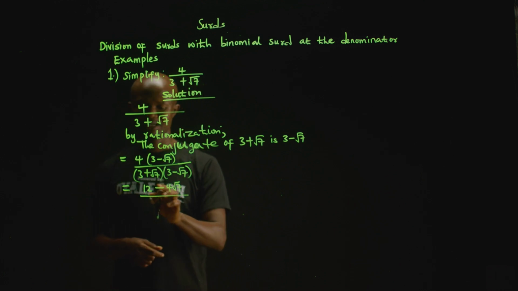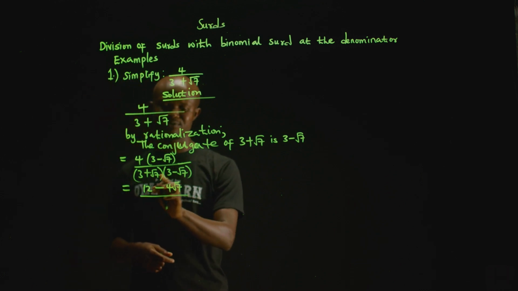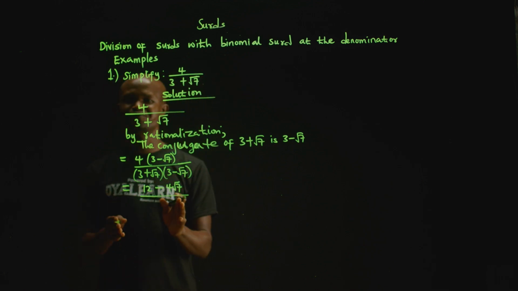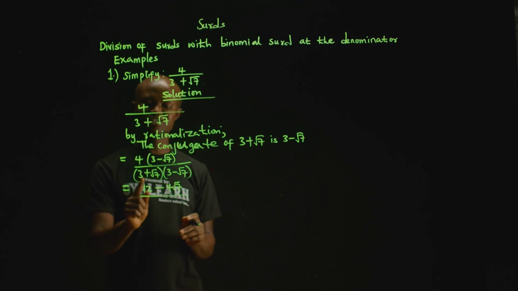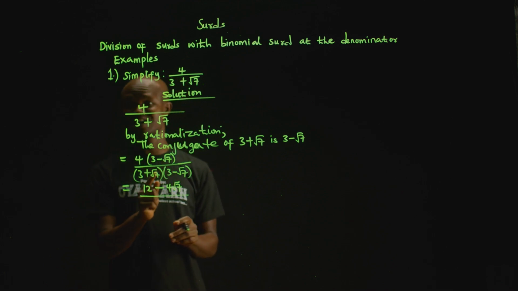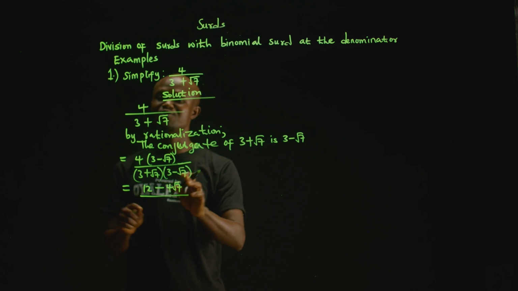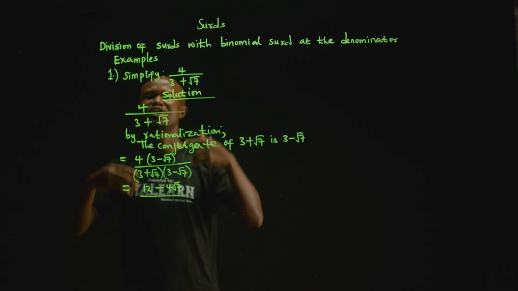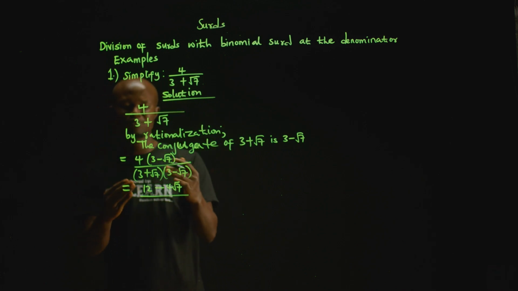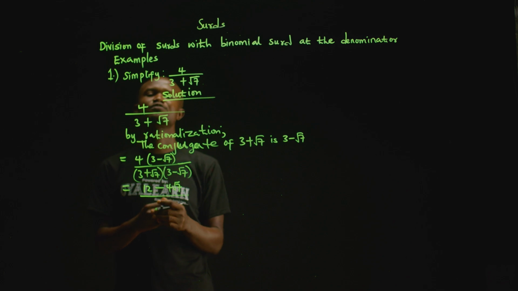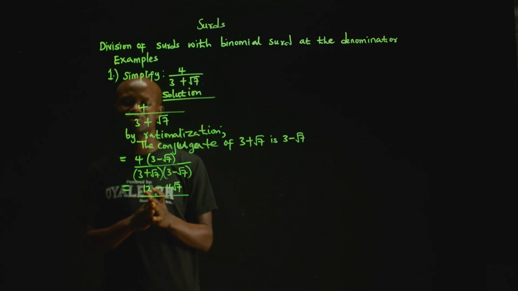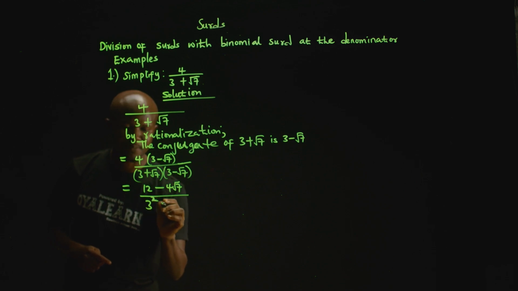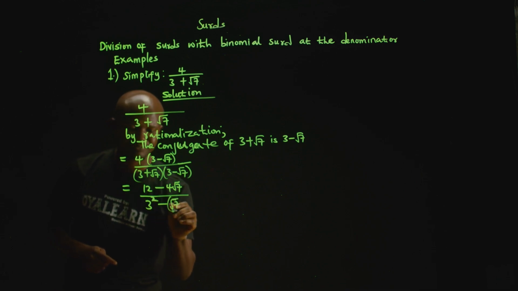Divided by, now look at what we have here. 3 plus root 7 and we have 3 minus root 7. We are going to apply what we call the difference of two squares, because 3 plus root 7 and 3 minus root 7 are conjugates of each other. Hence, we need to apply the difference of two squares in multiplying the product of conjugates of two binomial surds. So in this case, we have 3 squared minus root 7 squared.